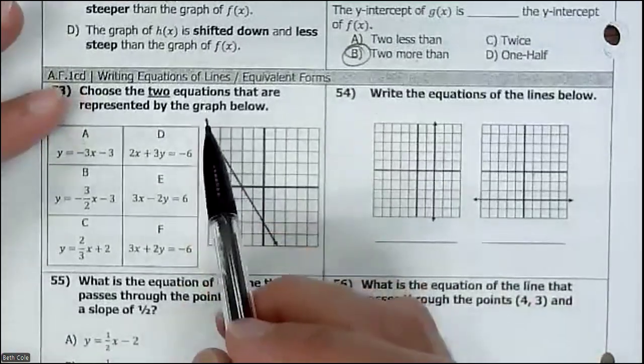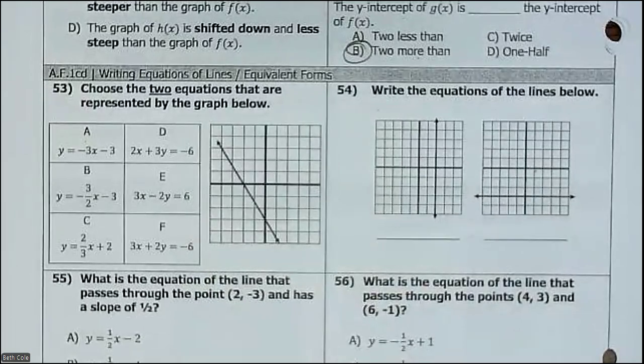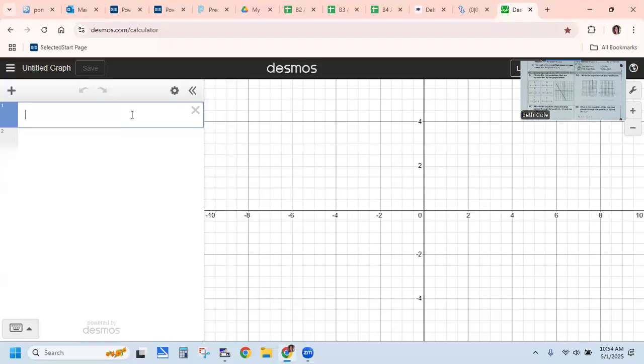All right. Choose any 2 equations. So you're going to pick 2 answers here that are represented by the graph below. What have I told you should be your go-to instinct for any question? Put it in the calculator. All right, we're going to do these one at a time. Now, when I type them, I need for you guys to listen and watch up here.